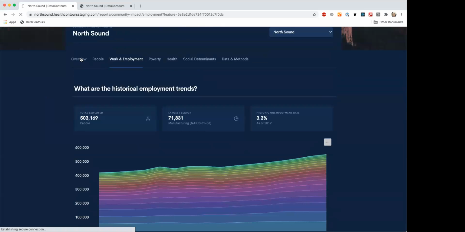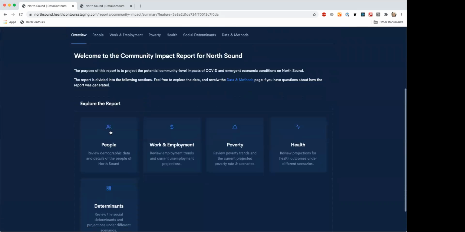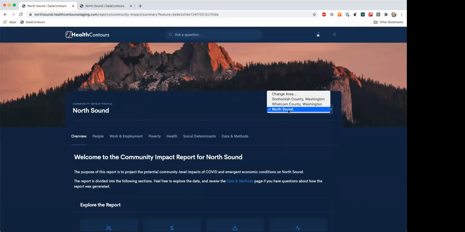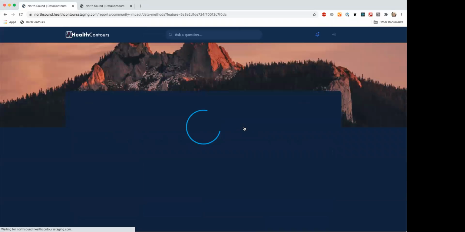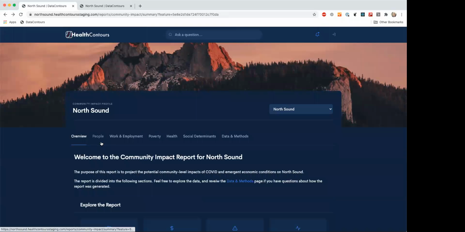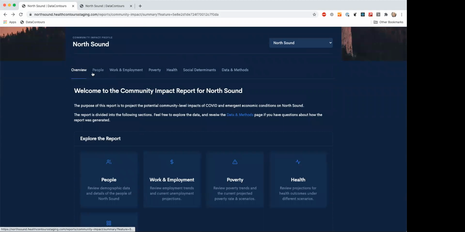The report itself is divided into different sections, specifically people with some demographic breakdowns, work and employment, poverty, health, and determinants. What I'll show today is for the North Sound as a whole, which is the 5 counties. Right now we have data as well for Snohomish and Whatcom counties, and we'll be loading in the remaining 3 this week. Some of the numbers may change slightly. There are some slight variations from what you may be familiar with, but overall it's pretty well locked.